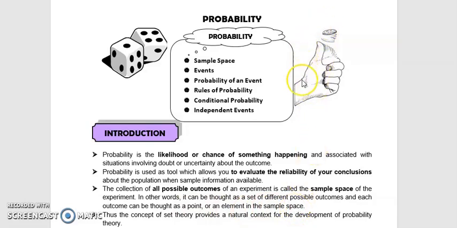For example, if you flip a coin, what are the possible outcomes? Normally we would say that either we will get a head or a tail. That is the outcome. Different possible outcomes, for example, maybe on the first flip you will get tail tail, on the second flip maybe you will get tail head, on the third flip maybe you will get head tail. That is an example of different outcomes. Thus, the concept of set theory provides a natural context for development of probability theory. After this, we look at set theory.